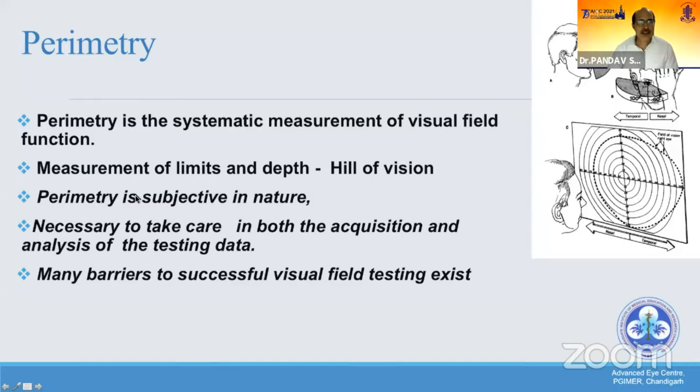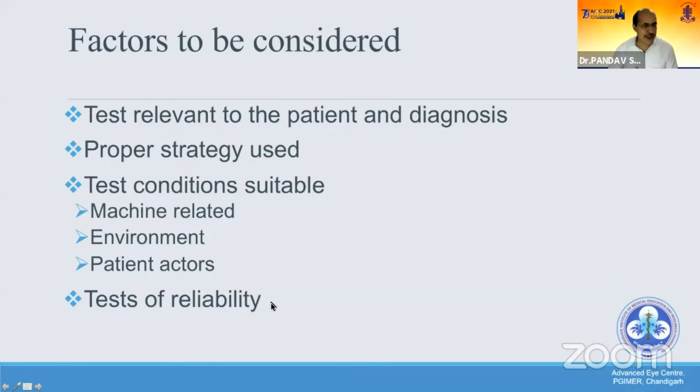So perimetry, as you know, is a systematic measurement of the visual field function. We are looking at the limits of the visual field and also the depth or the height of the sensitivity. So there's a concept of the field of vision that you're all very familiar with. When you're performing perimetry, it depends on the person who does it, so it is a kind of subjective test. Therefore, it's very important to take necessary precautions and also understand the process and the procedure for better interpretation. And there are many barriers to successful visual field testing which we should understand.